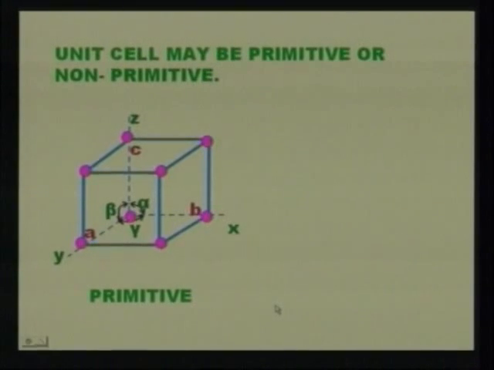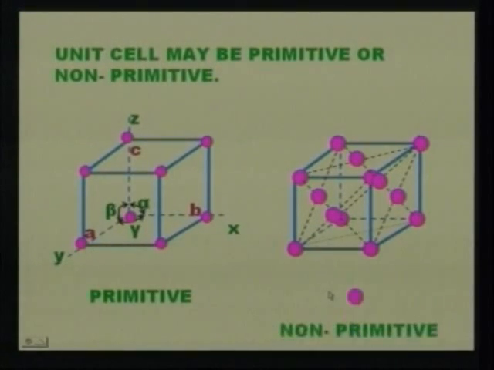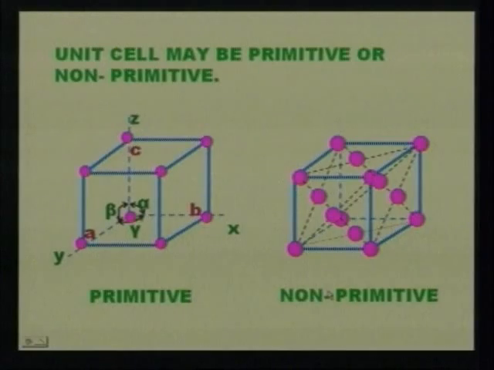Now let us see the non-primitive unit cell. Here this is also similar to the unit cell. The difference is, here the atoms are also arranged in interior parts of the cube and also faces of the cube. Then this type of cell is called a non-primitive unit cell.